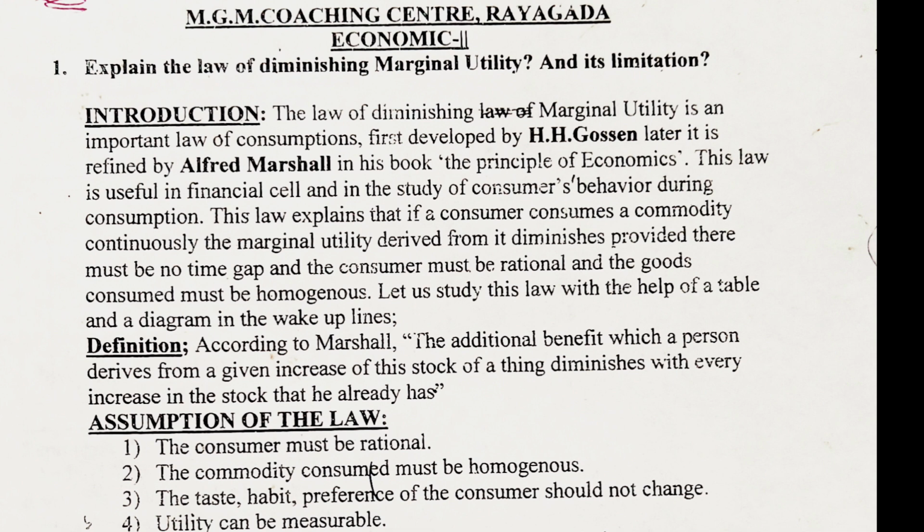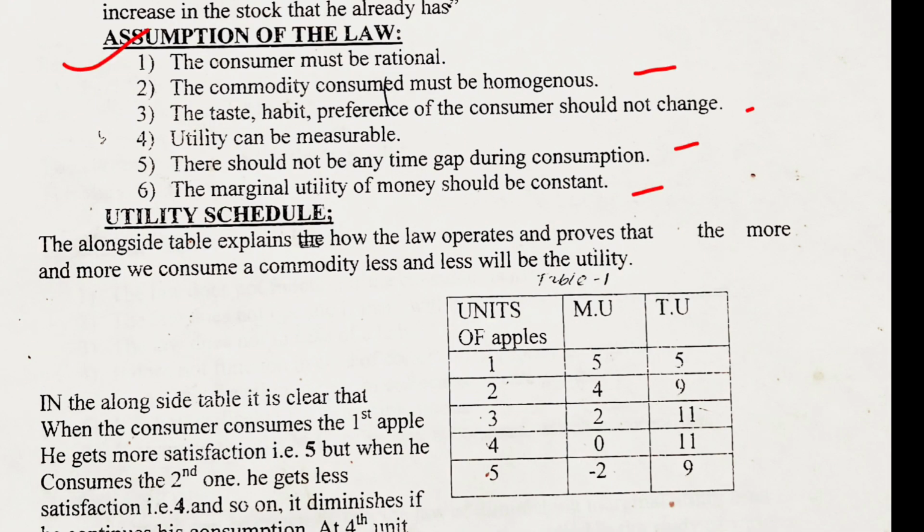This should be expressed with the help of the following assumptions: 1, the consumer must be rational. 2, the commodity consumed must be homogeneous, means equal in all respects. 3, the taste and habit should not change. 4, utility can be measurable. 5, there should not be any time gap.